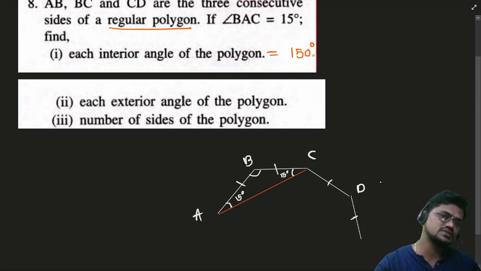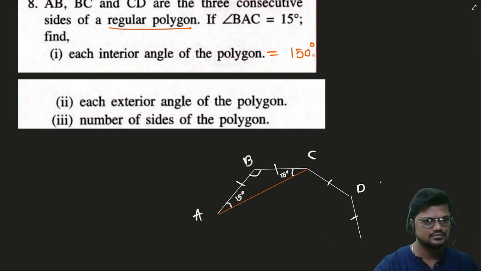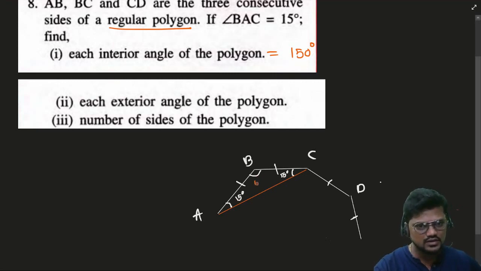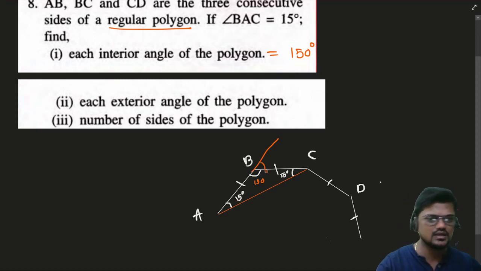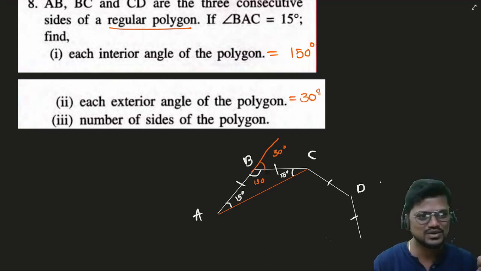Now, once we know each interior angle is 150, can we find the exterior angle? If this is 150, and I draw a line over here, what will be this exterior angle? Okay, fine. Next, the number of sides of the polygon. How will we find the number of sides?